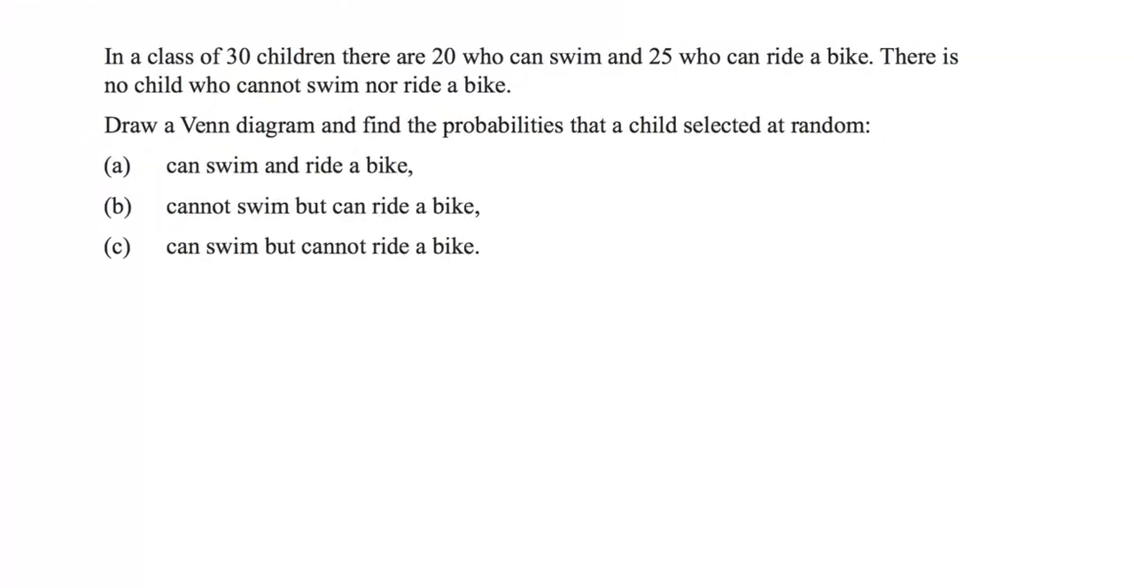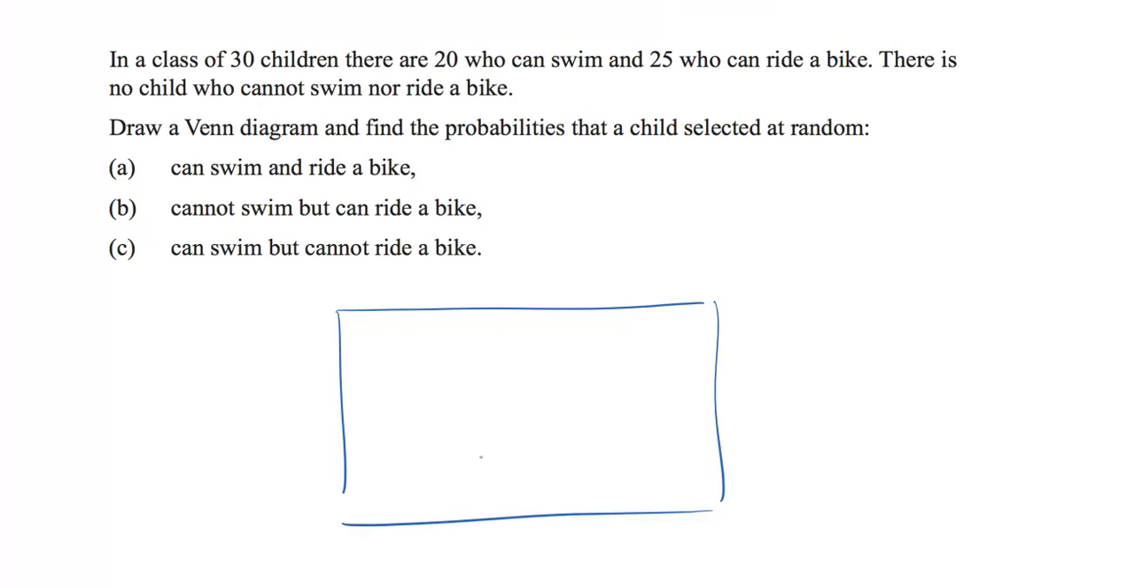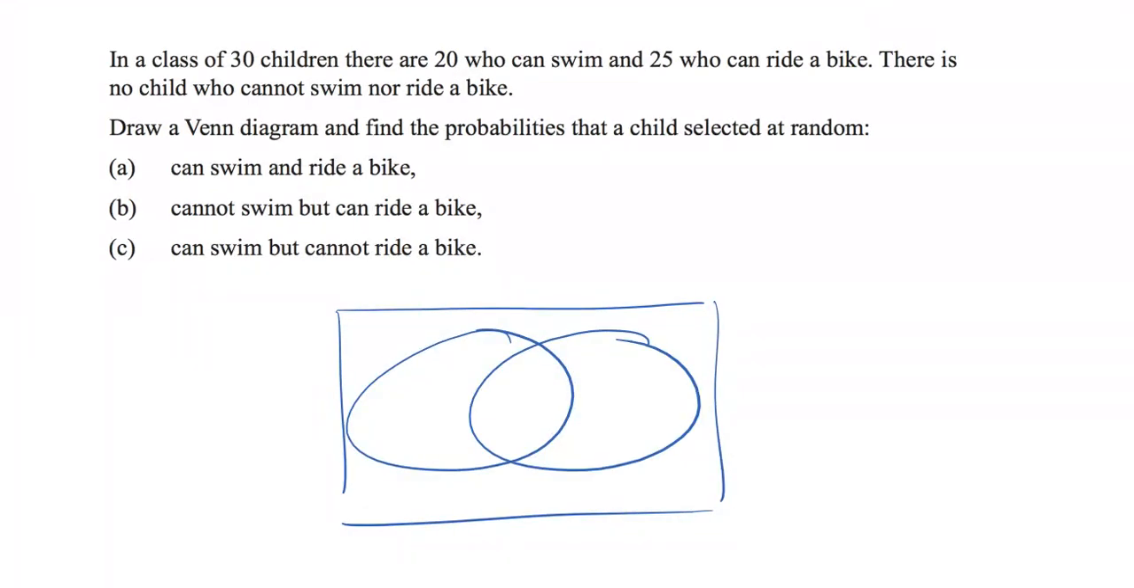We're going to increase the difficulty as we go along. So in a class of 30 children, there are 20 who can swim and 25 who can ride a bike. There is no child who cannot swim nor ride a bike. Let's draw that Venn diagram. So here is our circles. We got the swimmers and we've got the bikers.